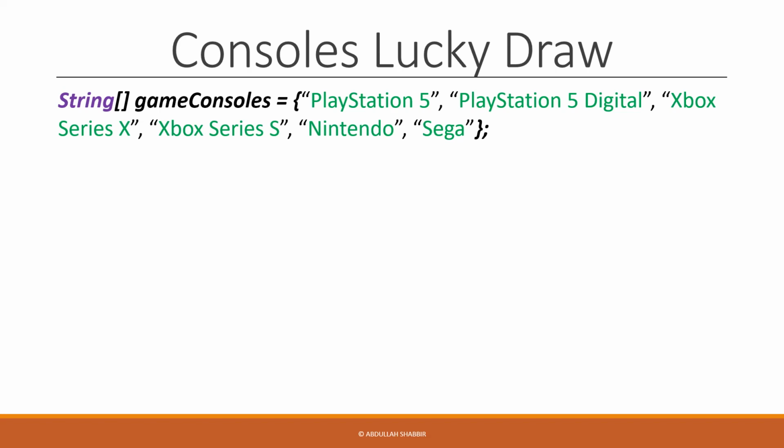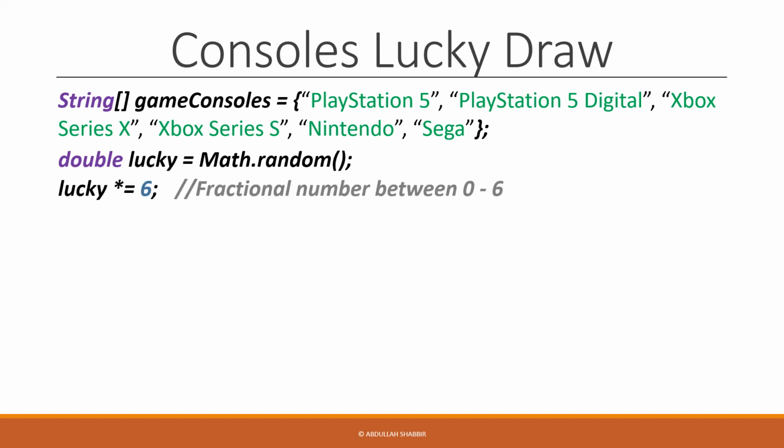So we use Math.random, as we have used earlier, to generate a random number for us. Just like we did before, we will generate a random number and store it into the double variable lucky. So we go double lucky equals Math.random. Remember that this generates a random number between 0 and 1. So we need to multiply that by 6 to get a fractional number between 0 and 6, which is the number of consoles we have.